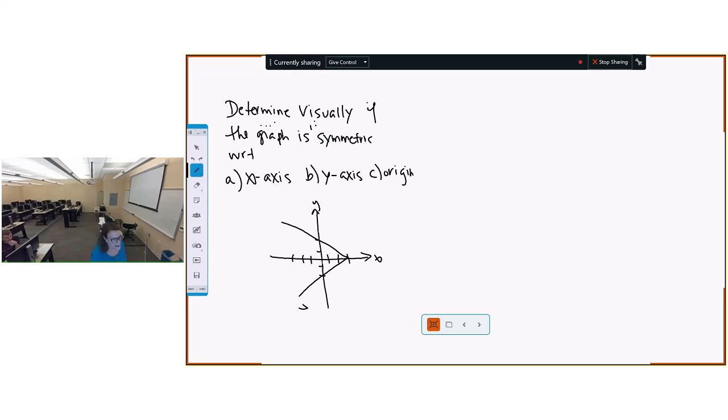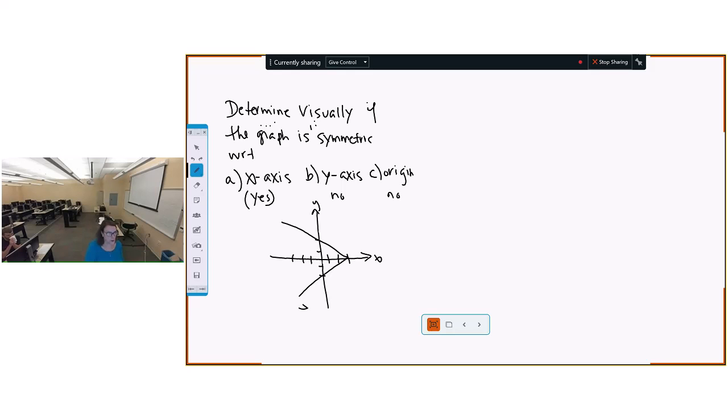All right, so let's look first of all at the x-axis. If I folded this graph on the x-axis, then those two lines would meet, wouldn't they? Yes. They're a mirror image of each other. So yes, it is symmetric with respect to the x-axis. How about if I folded the graph on the y-axis? Would they be a mirror image of each other? No, so that is a no. And with respect to the origin, you'd have to be able to fold it both ways and it'd be a mirror image, so that would also be no.